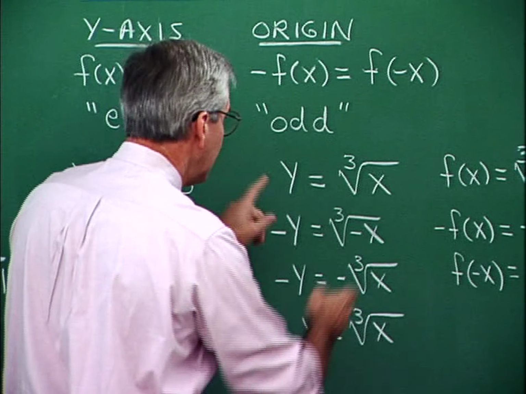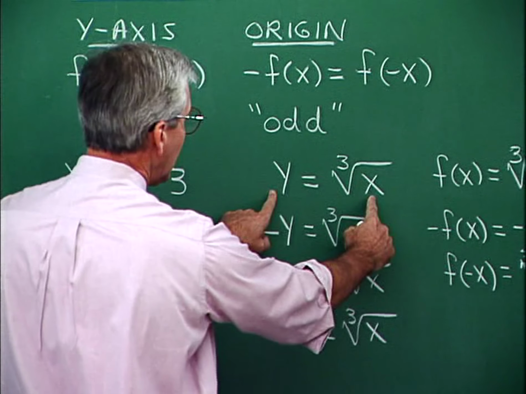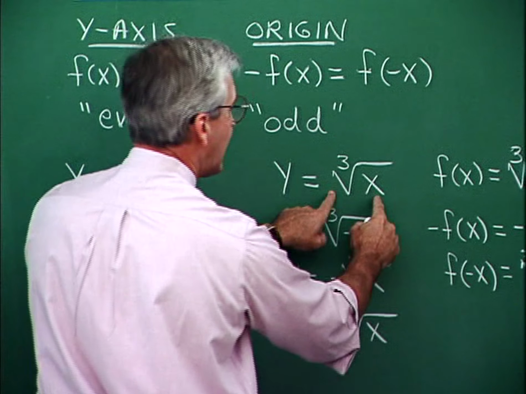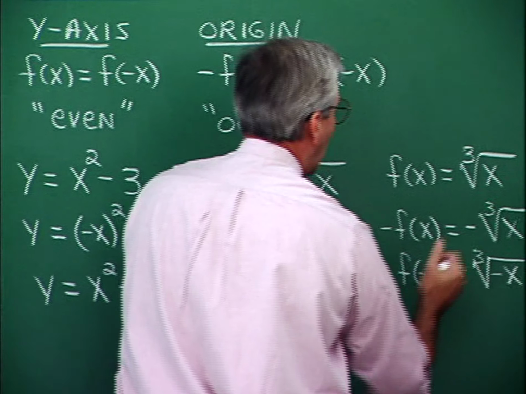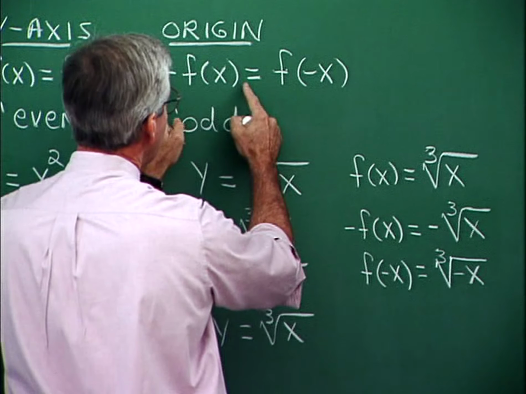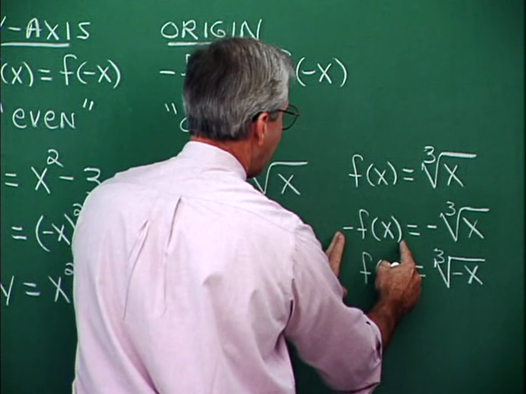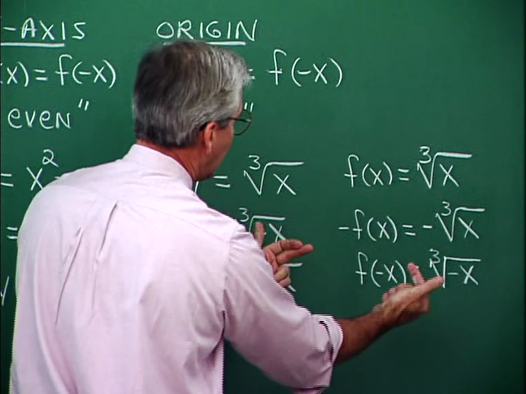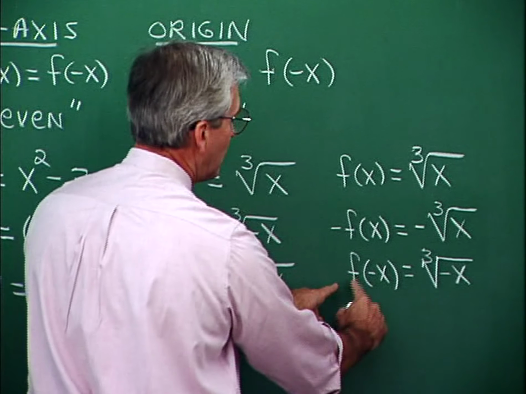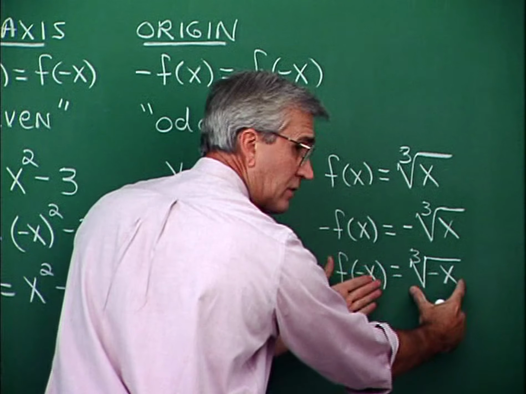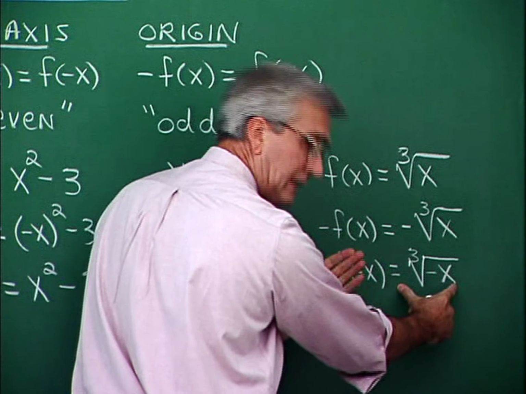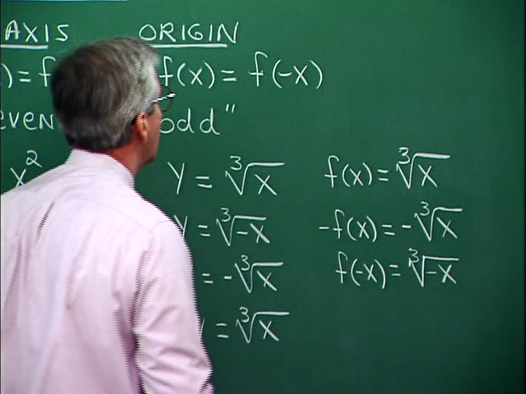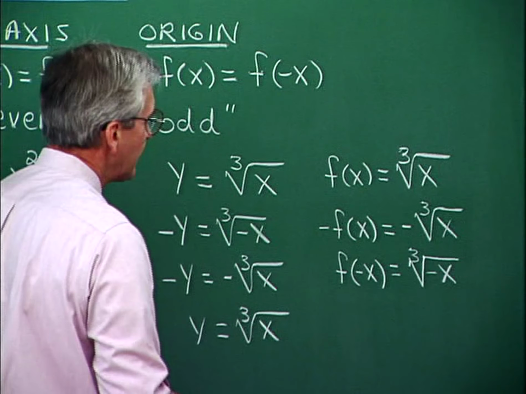If we have this, then in function notation we would have f of x is the cube root of x. Now, what does it mean to write the negative of f of x? Well, the negative of f of x would be the negative of this. And what is f of negative x? It means in the f function replace x with negative x. So we would have this. Now, are these two equal? Yes, they are the same. They are equivalent to one another, and therefore we have this kind of symmetry.